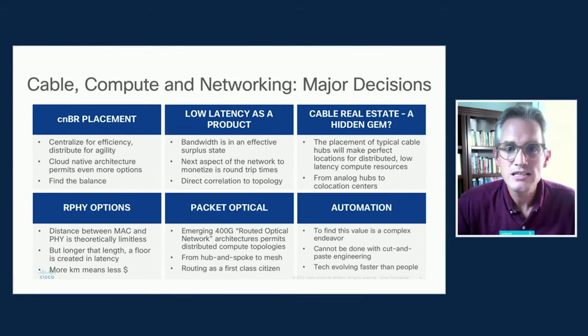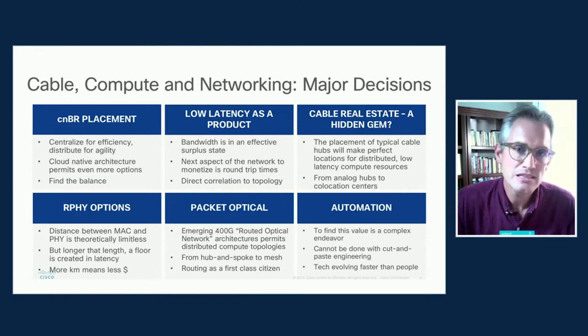But one of the hardest things that we're going to have to address is the skill set, the automation, the people that are required to make this happen. This is not going to be an easy journey. It's going to be difficult.